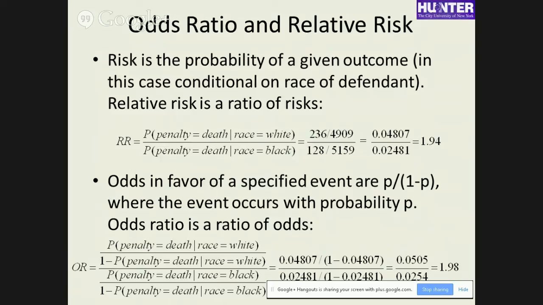How's everyone feeling about odds ratios and risk ratios? You'll get lots of it in EPI. More of it probably in EPI than biostat. So if you were to read that odds ratio calculation as a sentence, how would you read that?